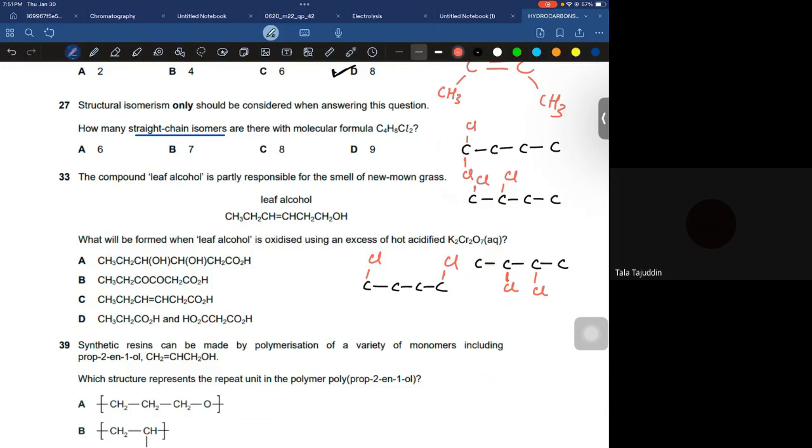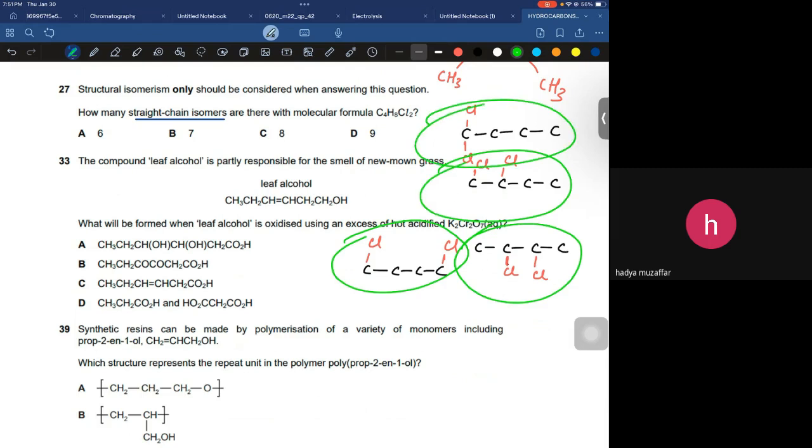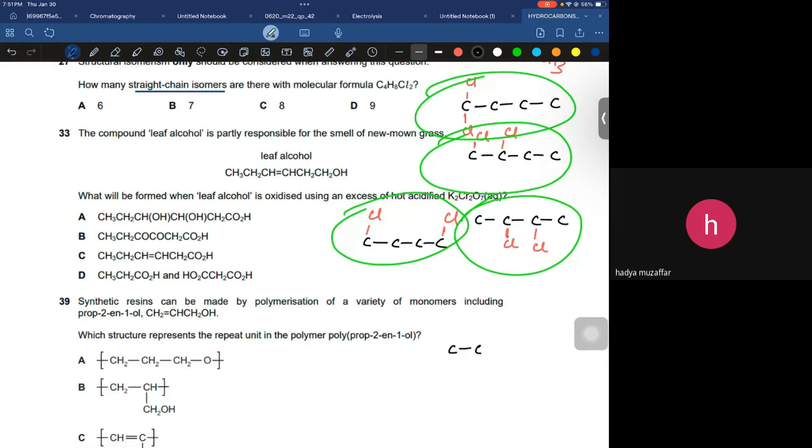Any other possibility? What do you think? Two dichloro. Exactly, 2,2 dichloro. Yes, it's 2,2 dichloro. This is the fifth possibility. And then what should be the next possibility? Right now, so far, you have made 1, 2, 3, 4, 5 isomers.